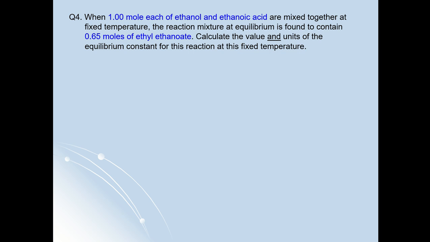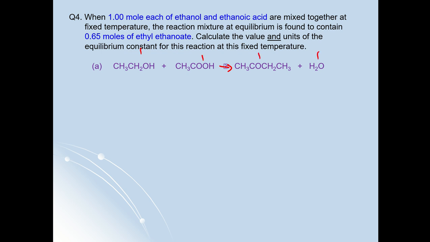Okay, let's have a look at this one. This time we've got 1 mole of ethanol and ethanoic acid mixed at a fixed temperature, and the reaction mixture at equilibrium is found to contain 0.65 of ethyl ethanoate. We've got to calculate the equilibrium constant, the Kc, with its units. Now, those of you who are on the ball might think, oh, this is easy. Okay, if we just scroll down to the equation, we have a lovely equation here. It's 1 to 1 to 1 to 1 the whole way across.